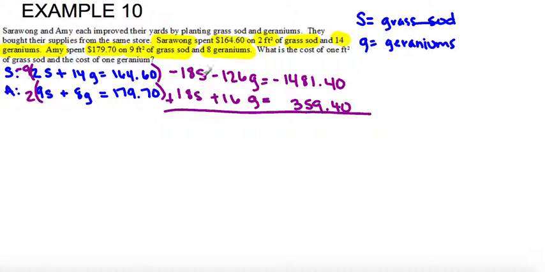I have -18S plus 18S cancels out, inverses. And then I have -126 plus 16, which is -110G, equals, and then we have -1,481.40 plus 359.40, which comes out to -1,122.00. I have to get G by itself, so I divide both sides by -110.